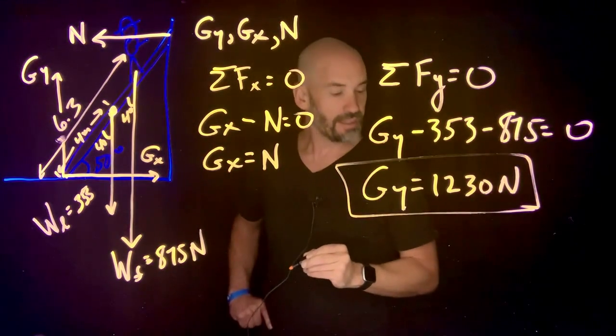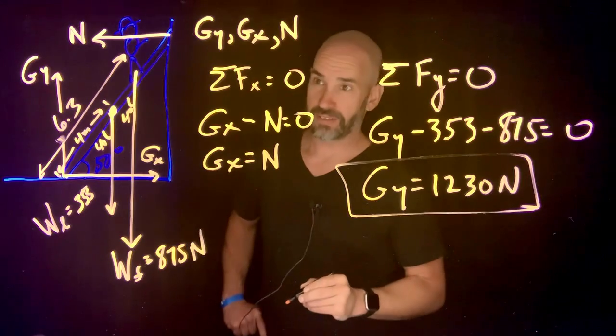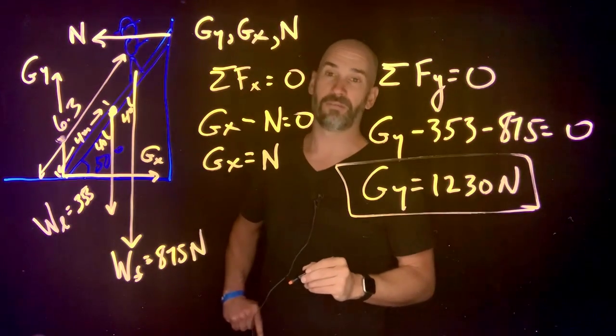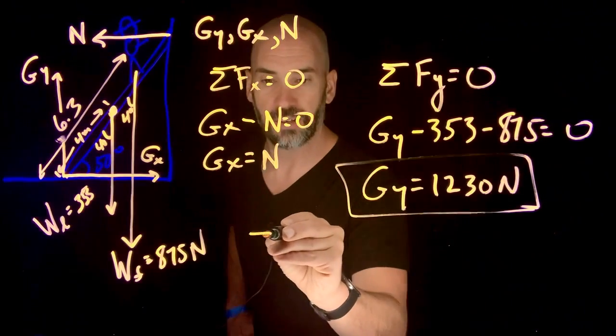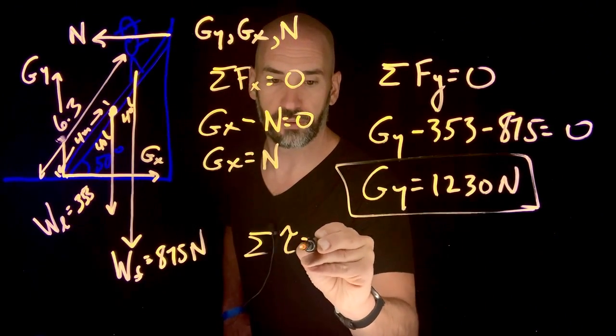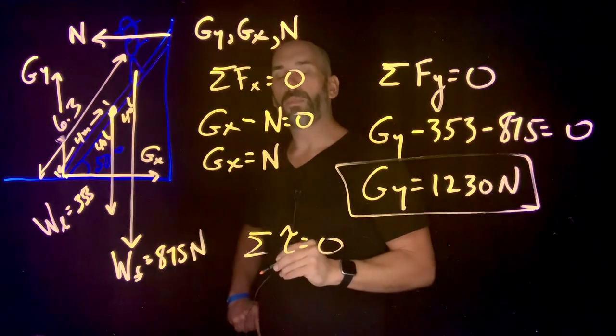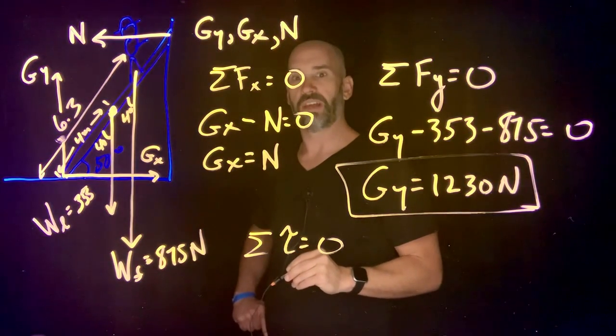Okay? Lastly, always the beast, always the one I'm least looking forward to, the sum of torques, right? They're always so much more complicated. So the sum of the torques must also equal 0. Okay, what point do we want to pick as our point of rotation?